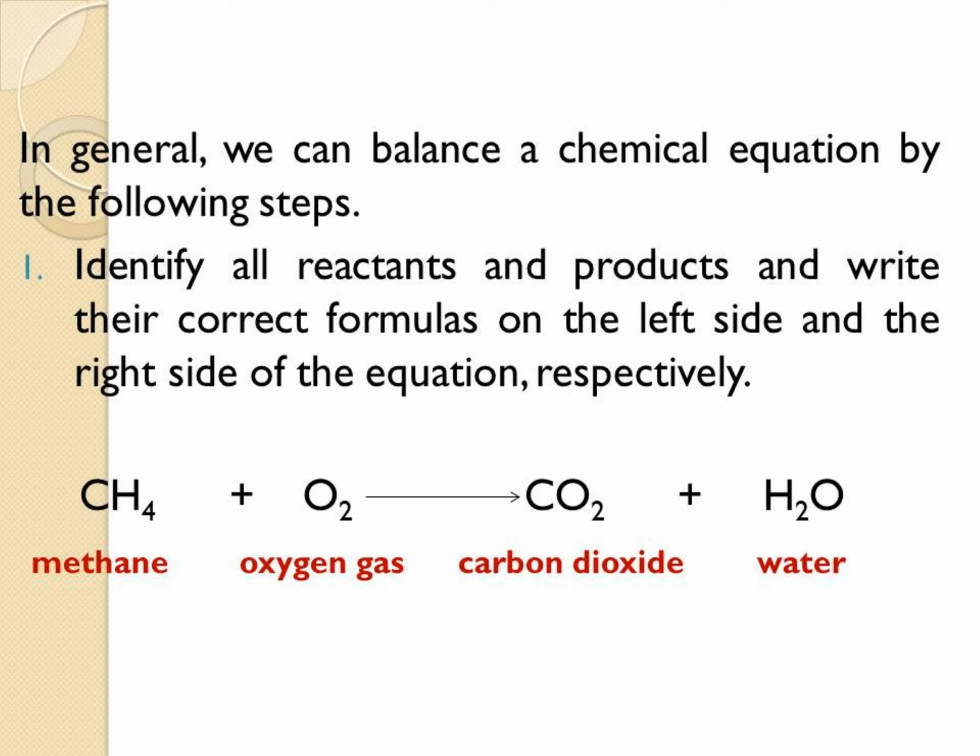Number 1, identify all the reactants and products and write their correct formulas on the left side and the right side of the equation respectively. So here we have methane. The chemical formula is CH4. Reacts, meaning plus, we will read that as reacts with the oxygen gas, O2, that's the chemical formula. The arrow means yields or produces CO2, that's the carbon dioxide, plus the water.